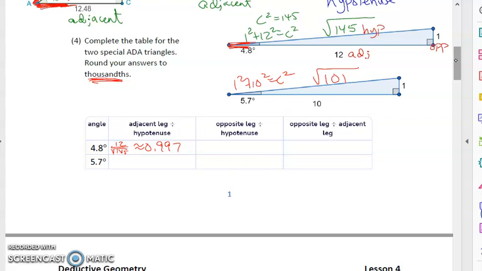For the opposite over hypotenuse, it'll be 1 over the square root of 145. So it's approximately 0.083. And the last one is the opposite over the adjacent, so we have 1 over 12, and that's going to be approximately 0.833.